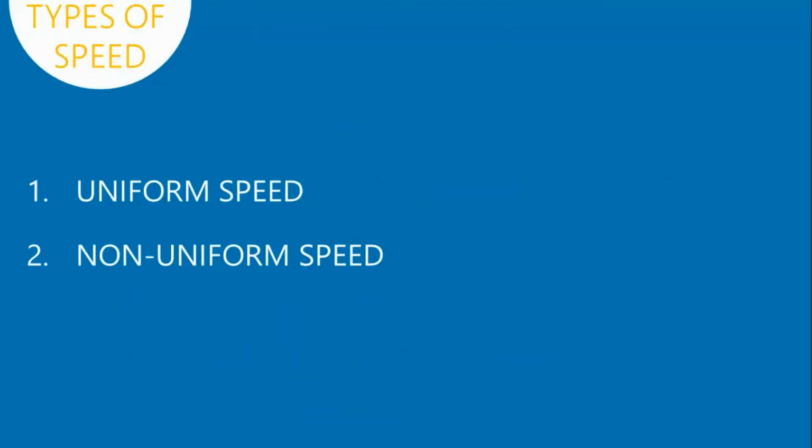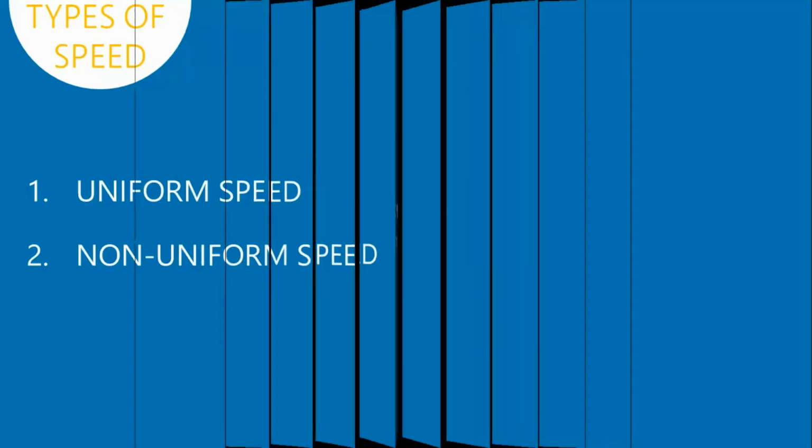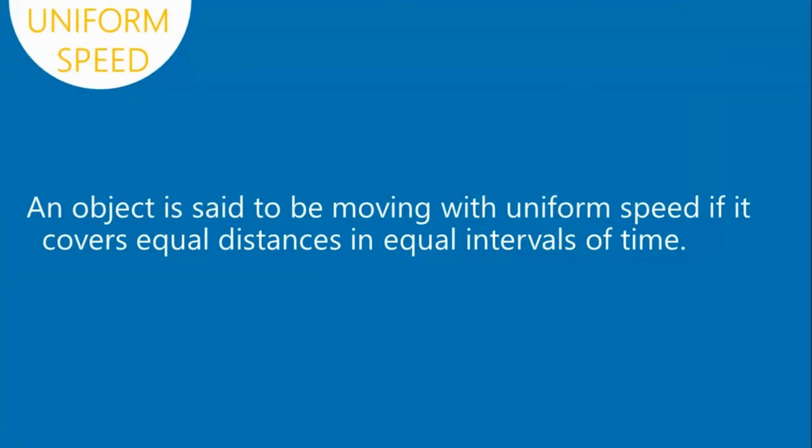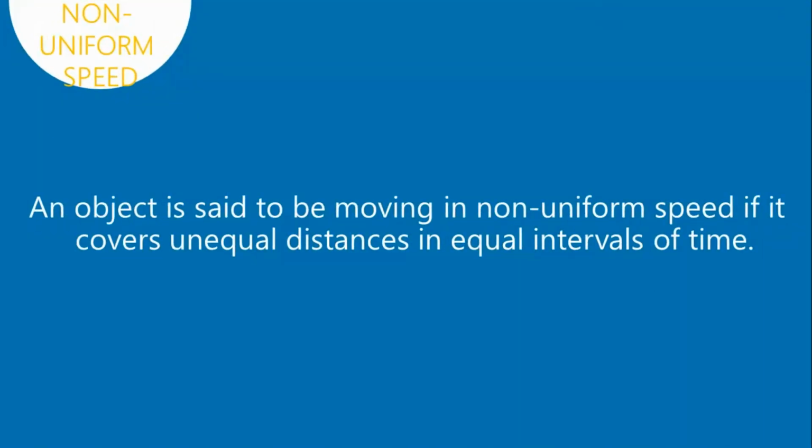Types of speed. There are basically two types of speed. First, it is a uniform speed, and second, it is a non-uniform speed. Uniform speed. An object is said to be moving with uniform speed if it covers equal distances in equal intervals of time. Non-uniform speed. An object is said to be moving in non-uniform speed if it covers unequal distances in equal intervals of time.